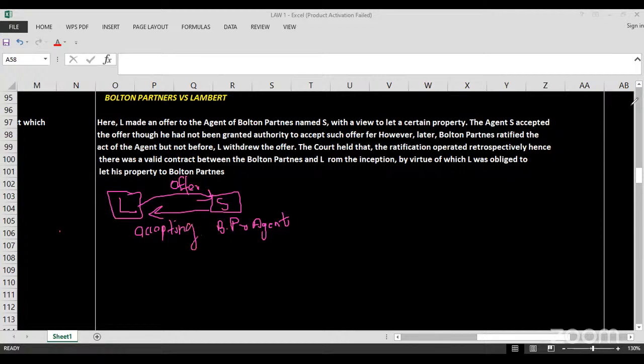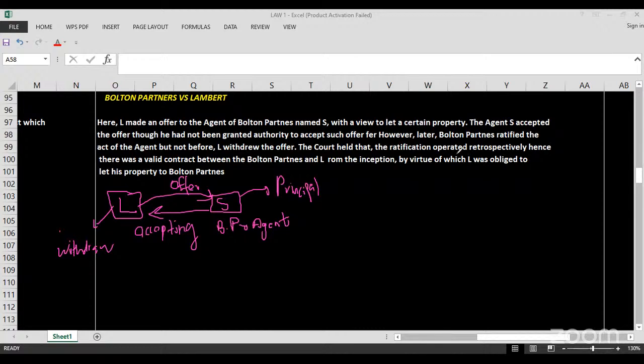However, later Bolton Partners ratified the act of the agent, but not before L withdrew the offer. Now Bolton Partners, the principal, ratified it. Okay, we'll accept what this person has done. No problem, let's continue the contract. But not before L withdrew the offer. Before the principals ratified this, L withdrew the offer. No, sorry, I can't give you this.